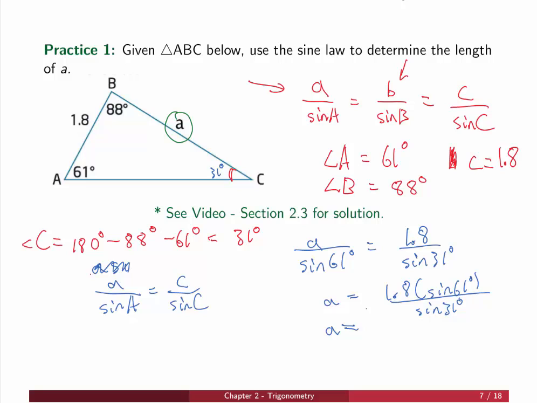And now, as long as your calculator's in degrees mode, we can go ahead and solve this. Sine of 61 times 1.8 divided by sine of 31 comes out to be 3.06. To one decimal place, this is 3.1. And that is what a is equal to.